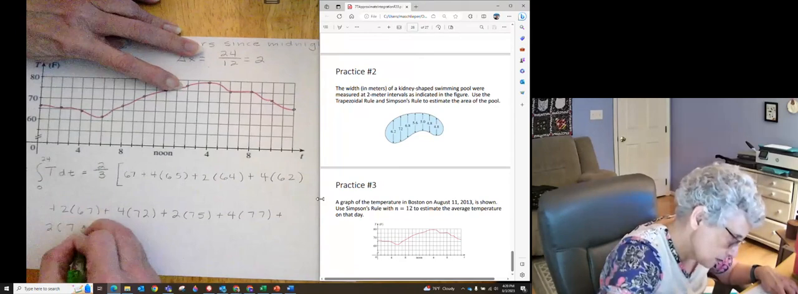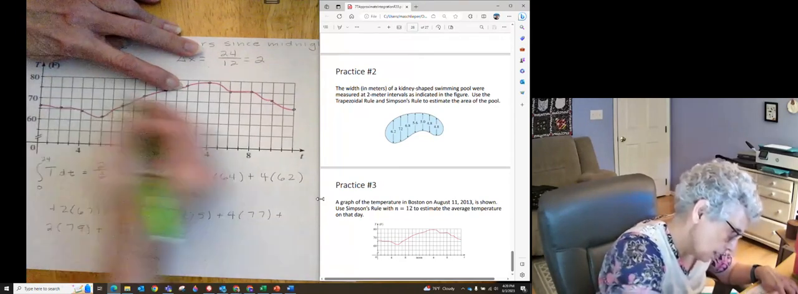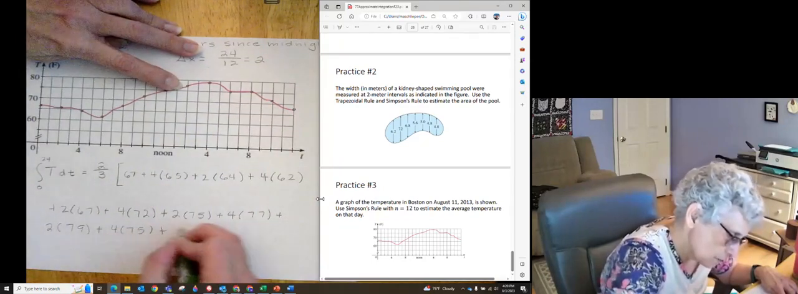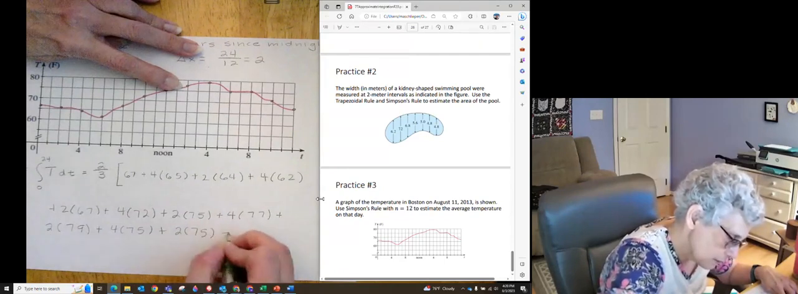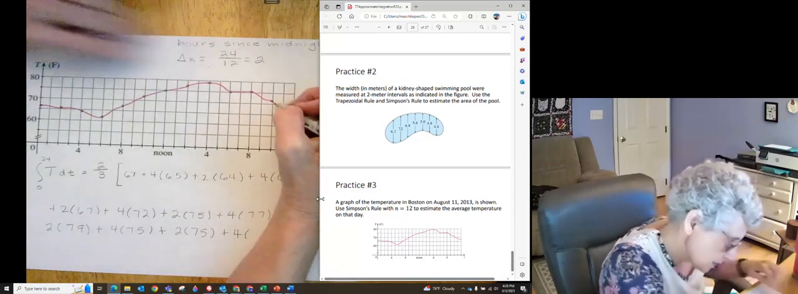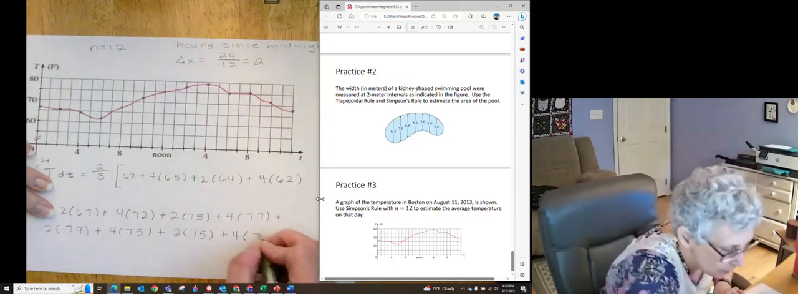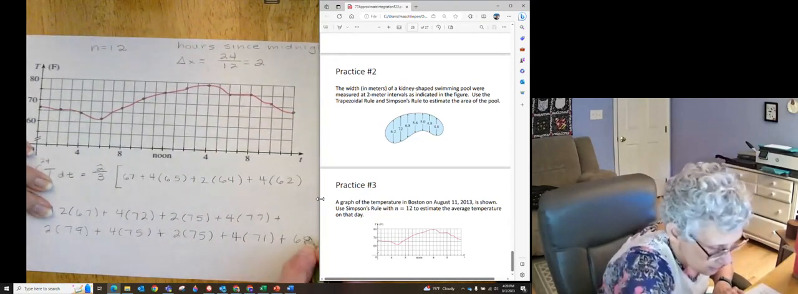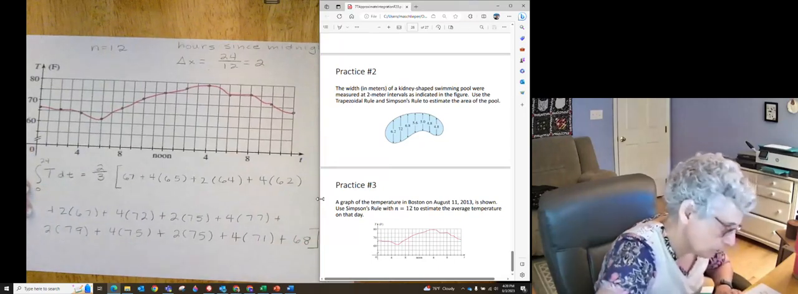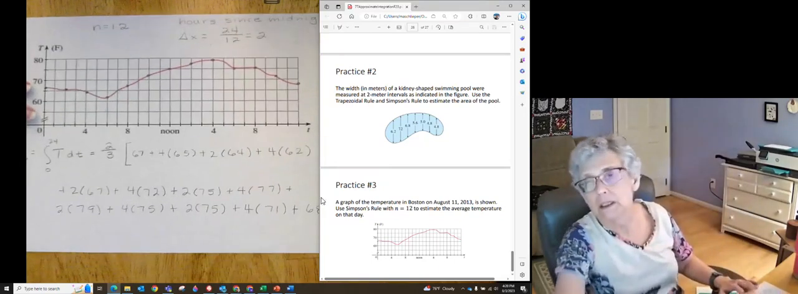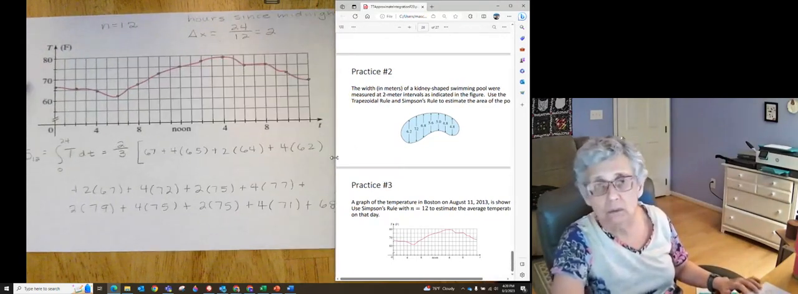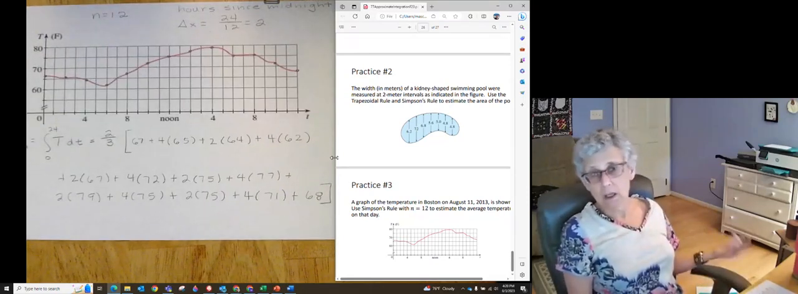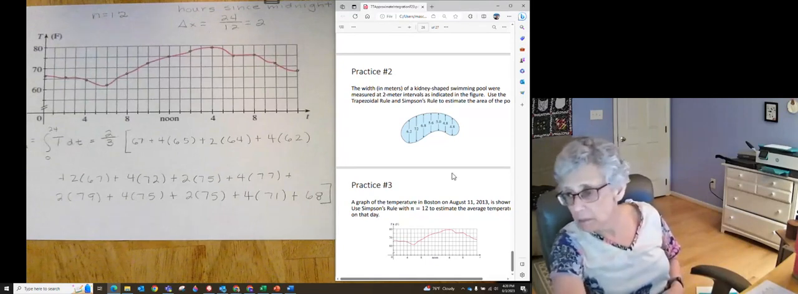2 times 79. That is right on 75, so 4 times 75 plus 2 times 75 plus 4 times, this is 71 plus 68. Good enough. It's not exact, but that's okay. We don't have exact numbers here, and it's just going to be approximation anyway, so I'll take a minute, I'll add it up and see what I get.